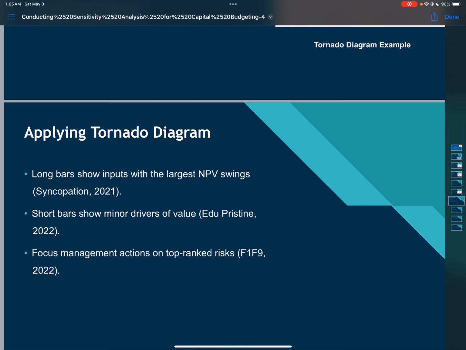And in this slide, I'll be talking about applying the tornado diagram. The tornado diagram helps managers see which risks are most important. The longer the bars, the bigger the risk, so they know where to focus attention.